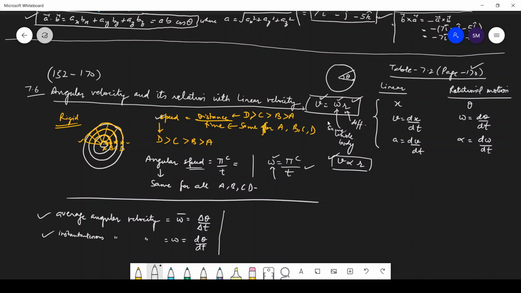So this is what I have written, the simple relation v equals omega r, and omega is the same for all the particles of the body. So that is the magnitude of angular velocity of the body. But r, the distance of the particle from the axis of rotation, will be different. So omega is the same, but r is different, and that is why the particles will have different linear velocity. They have to travel different distances. That is why. Okay.